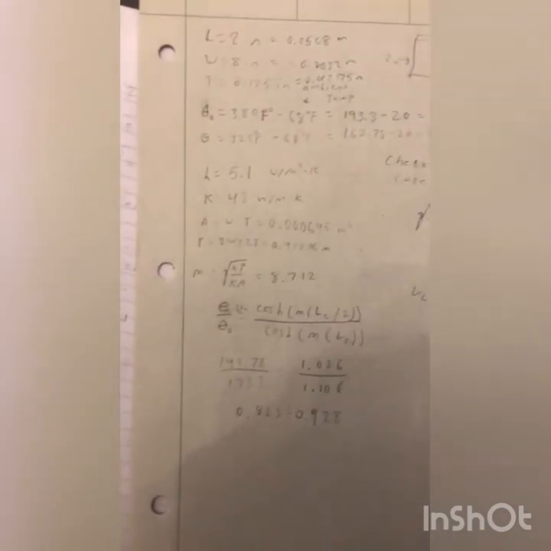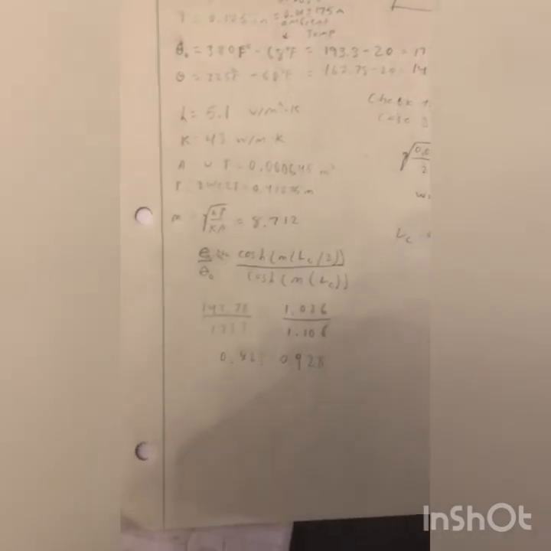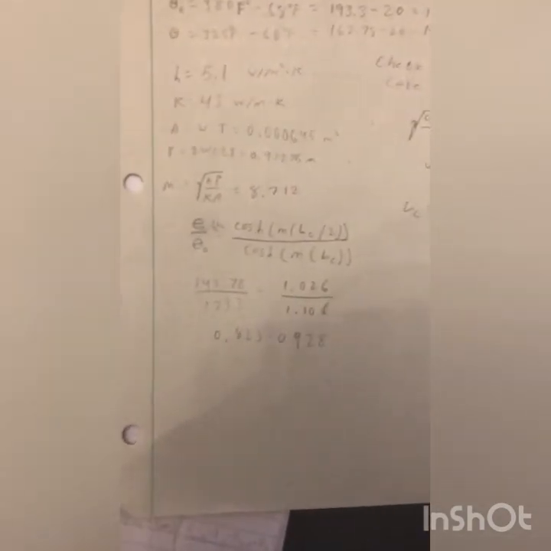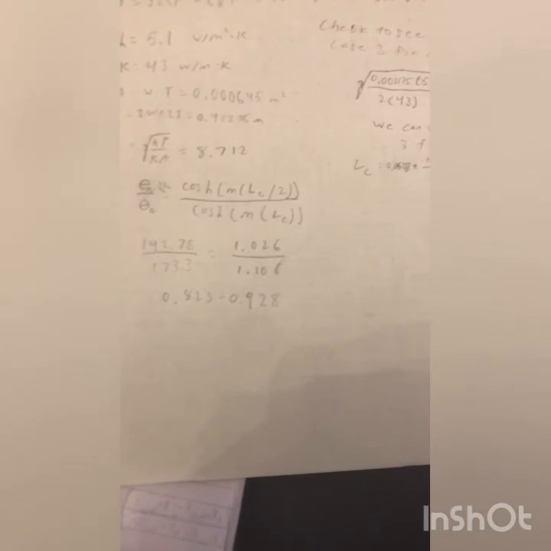So in order to use case 3, we have to find the corrected length. So we add the length plus the thickness divided by 2. And we find the area and perimeter, and we find the m value, and then we plug everything in, and we find out that the temperatures we took came out to a ratio of 0.823, and the correct thing was supposed to be 0.928, which is very close.